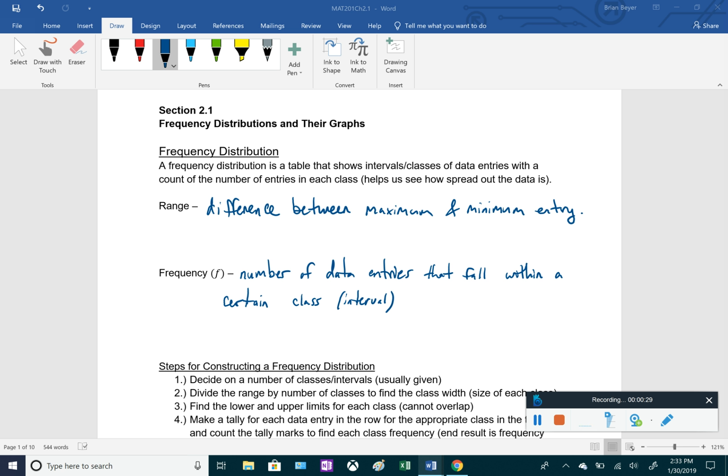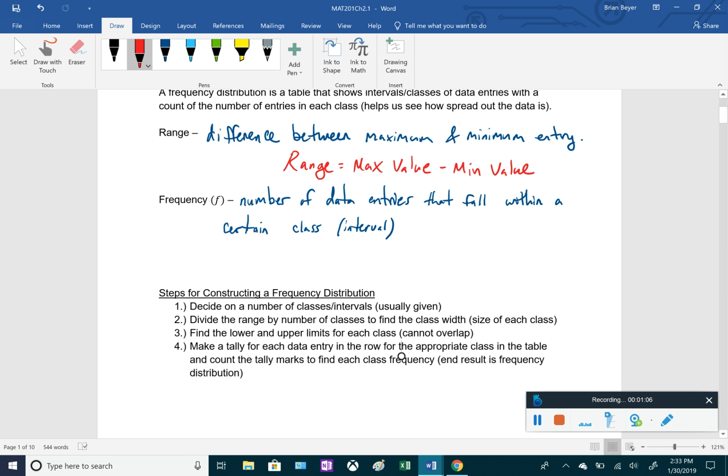Two commonly used words for frequency distributions are range and, obviously, frequency. The range of a data set is the difference between the maximum and the minimum entry. That just means we are going to find the largest value and subtract from it the minimum value. And the frequency, which we denote with a little f, is the number of data entries that fall within a certain class, which remember is an interval.